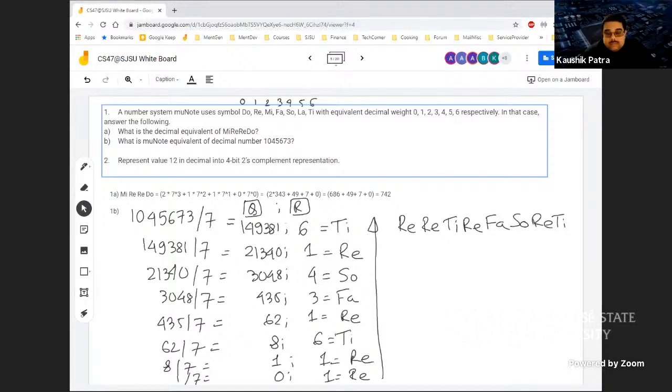It's not possible because the range of a 4-bit 2's complement representation goes from lowest -8 to 7. So it cannot represent a value 12. It cannot represent any value outside that range of -8 to 7. Thank you very much, Andrew, for that one.